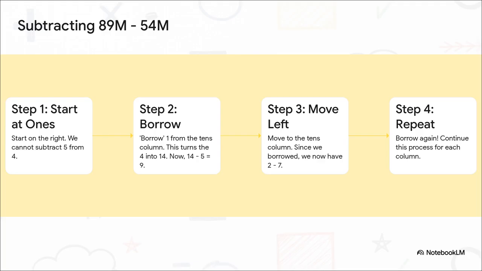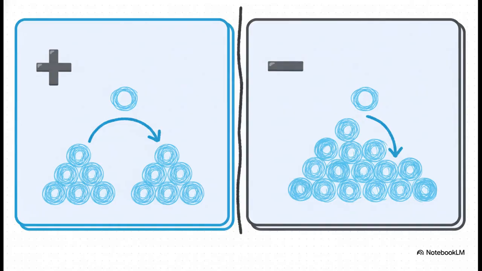Then we move to the tens column. We have 2 minus 7. Can't do that either. So what do we do? Just like step 4 says, we borrow again. You just repeat that same pattern all the way across. So you can kind of see how they're like two sides of the same coin, right? With addition, you're putting things together and you carry over your extras. With subtraction, you're finding the difference and you borrow when you don't have enough.